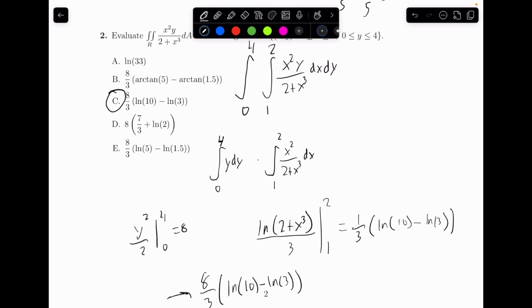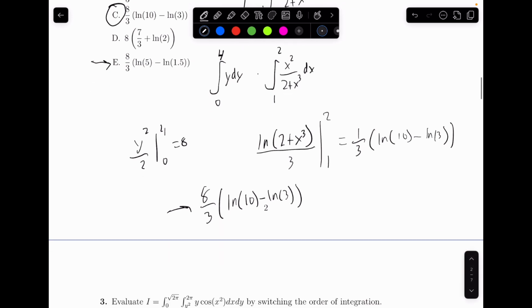And I'm pretty sure that E is also a valid answer. I'm 90% sure. It's based off log rules. But I would just honestly go for C here. They probably won't do this in the future, but I don't know. It's uncertain.